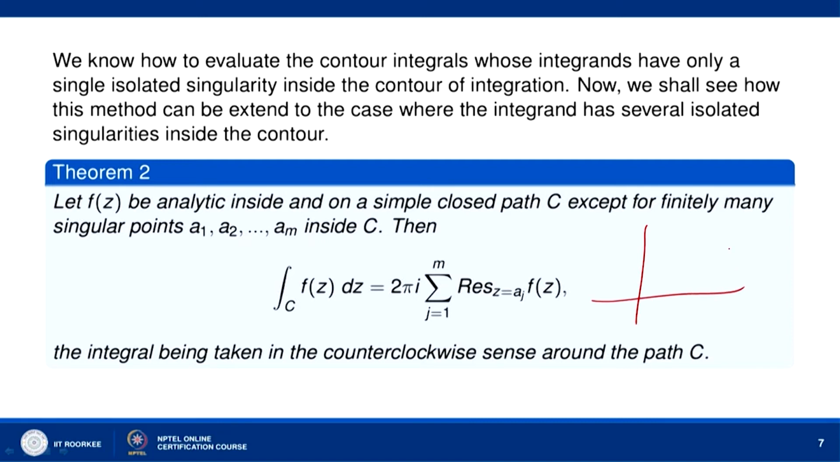Suppose this is your contour C, and you have singular points at a1, a2, a3 and so on up to am. These are isolated singularities of f(z) which occur inside C. Then how do we find the integral of f(z) around C? This theorem tells us that you find the residue of f(z) at each of these isolated singularities a1, a2, a3 and so on up to am, sum them up and then multiply by 2 pi i. Here the integral around C is taken in the counterclockwise sense.